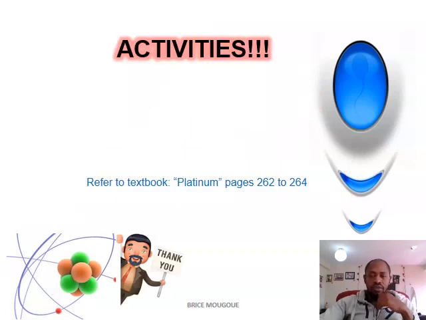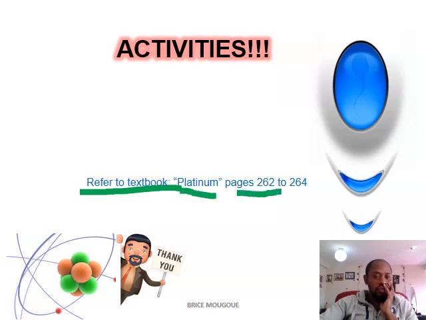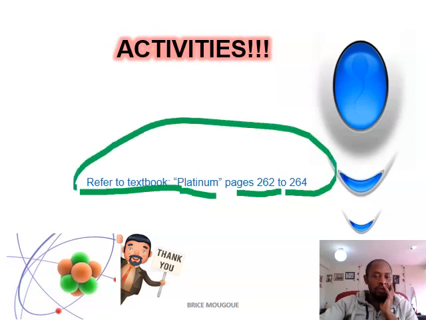So then those will be your activities. You will refer to your textbook, the one you have on ITS. You'll go to the one platinum. You go through pages 262 to 264. You'll have activities based on what we have covered so far.